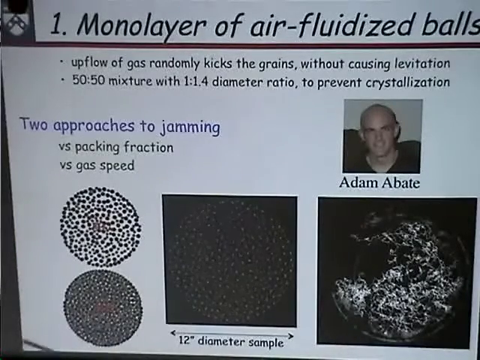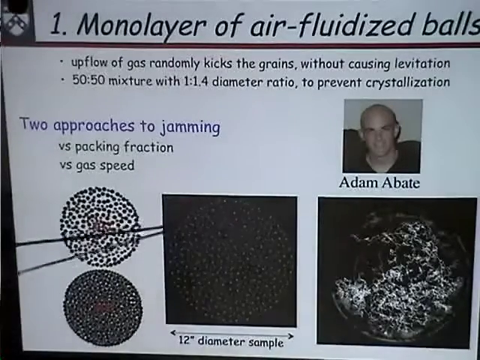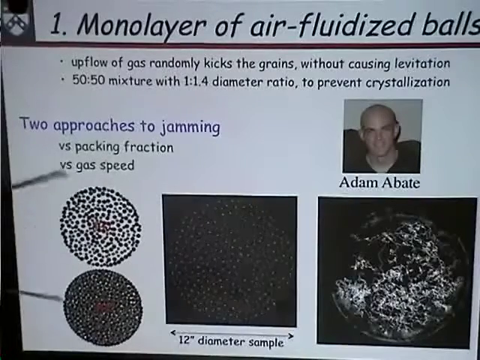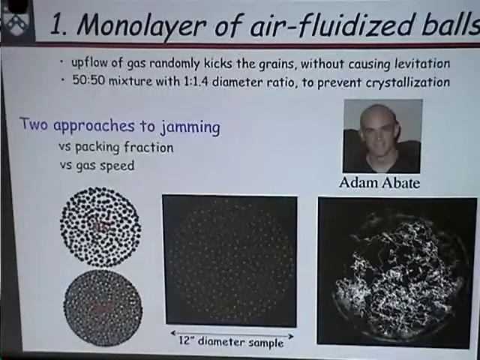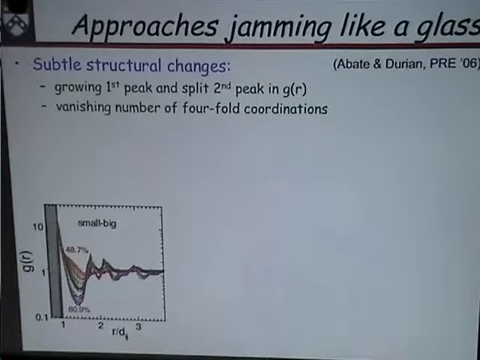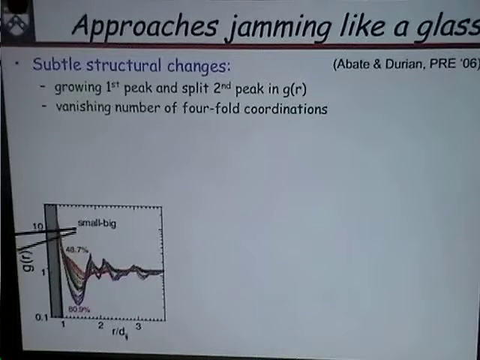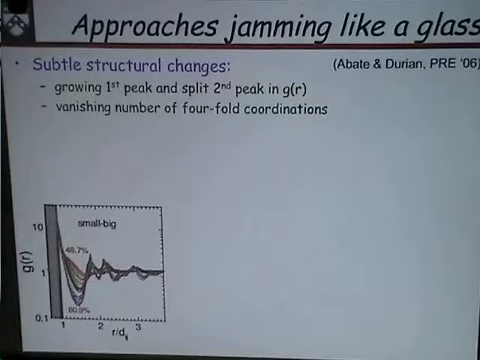All right, so there's Adam again, and he's going to approach jamming by throwing in some more particles and see what happens. So how does this approach jamming? Like a glass. You get all the phenomenology we in this room know and love. For example, here's the pair correlation function between the small and the large balls. I should have said it's bidispersed to prevent crystallization.